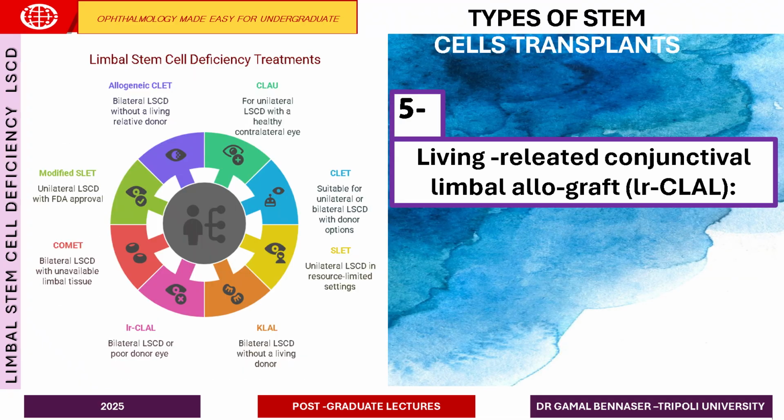Now we come to the fifth type of limbal stem cell transplant, which is living-related conjunctival limbal allograft, abbreviated as Lr-CLAL. Living related means that we choose a living person who is very closely related to the patient, so we can harvest the conjunctival limbal tissue from him. This is an allograft tissue, and we transplant it to that patient.